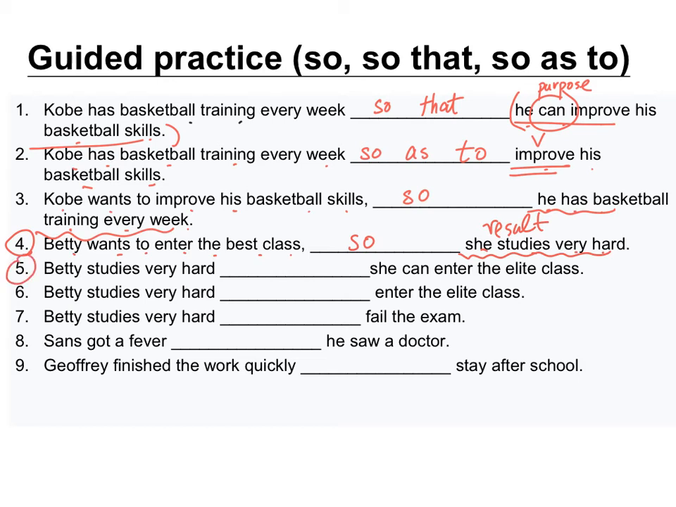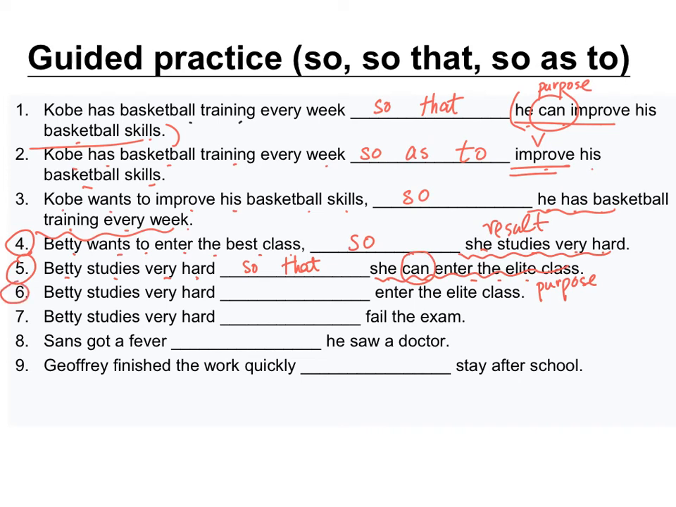Number 5. Betty studies very hard. She can enter the elite class. This part is the purpose of the action Betty is studying very hard. We use so that. Again, I would like to highlight this modal verb can.